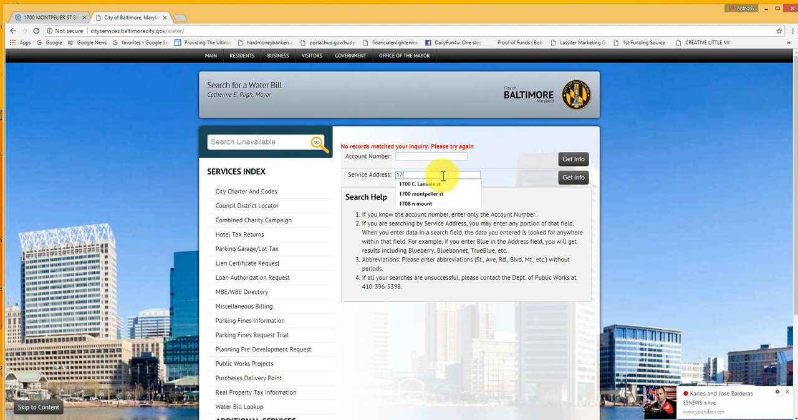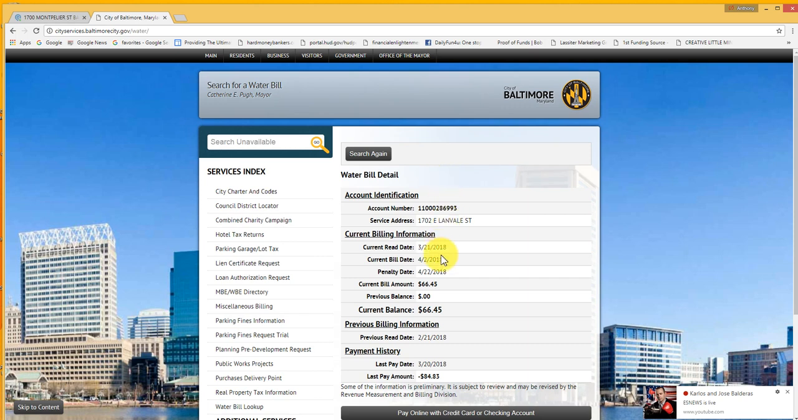Okay, let's see, 1702 East Landville. Okay, so we got 1702 East Landville. Now, if you notice right here, it says water bill details. It has the account information, things of that nature. It also has the service address, which is the address we put in. Then it says current billing information.